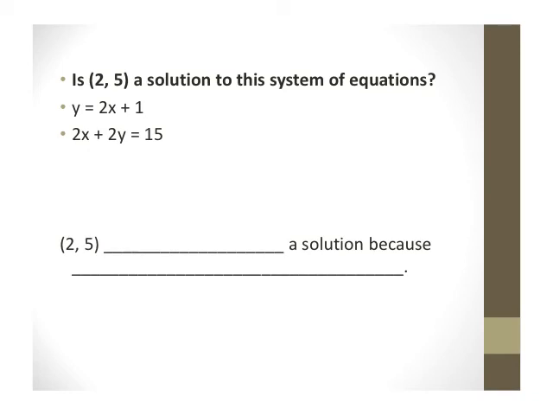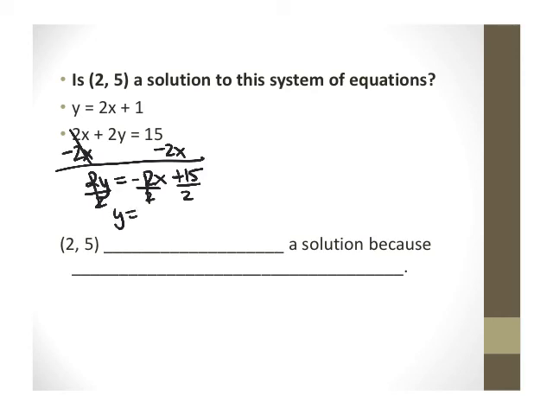So looking at this one, is 2 comma 5 a solution to the system of equations? So I'm going to show you using the graphing method because I figure why not, okay? So let's go ahead and rearrange the bottom equation for y. So I'm going to start by subtracting 2x. Okay, you could do this using the math method. That's also a valid one. Negative 2x plus 15. I'm going to divide by 2. Divide by 2. Divide by 2. I get y equals negative x plus 15 over 2.